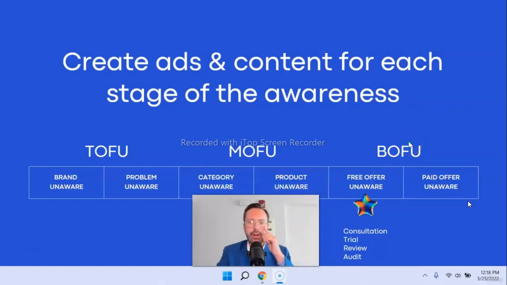So your free offer is going to be some examples that I have below here. It's your consultation, your trial, your review, your audit. You might call it something else, but basically it's the thing that's designed to either get to a sales conversation or sort of get into that sales activity mindset.